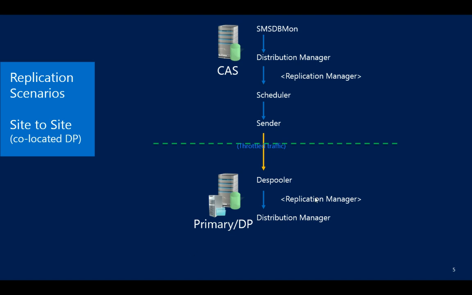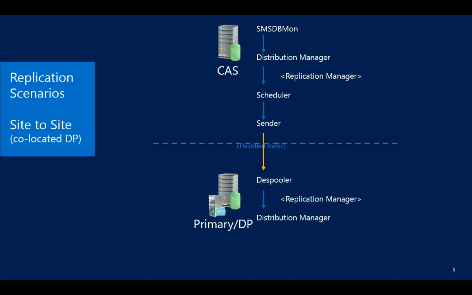And then once despooler gets the content, it will act on that content, unwrap it, essentially decompress it, and then take action. That action, despooler may hand it to Replication Manager in some cases, or in the case of the content we're going to look at, it hands it directly to Distribution Manager. Distribution Manager will now see that the content is destined for a distribution point that is local to this site, and we'll just put it out there.